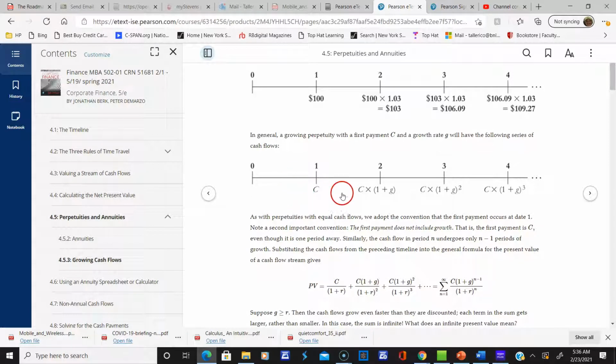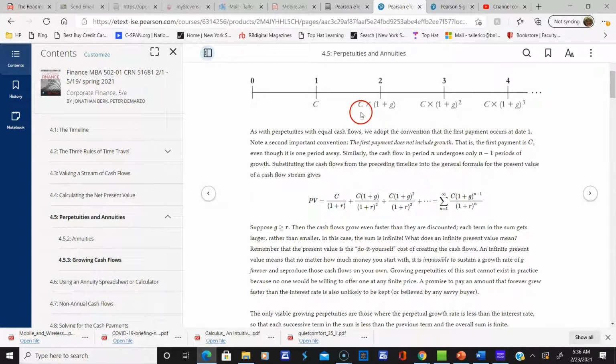So these are what the equations look like. If we try to make an equation out of this, the present value of a growing perpetuity is this equation right here. It's not that bad. Here's the growth rate: g is the growth rate, and this is your regular interest rate, r.